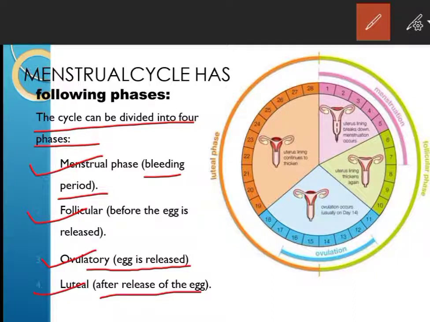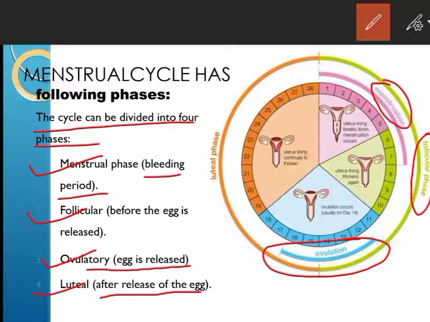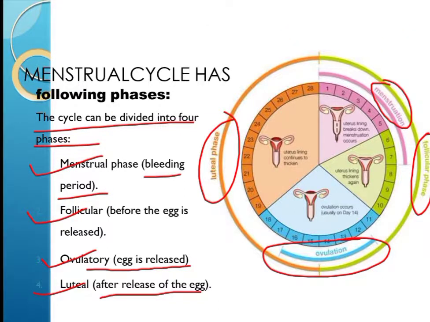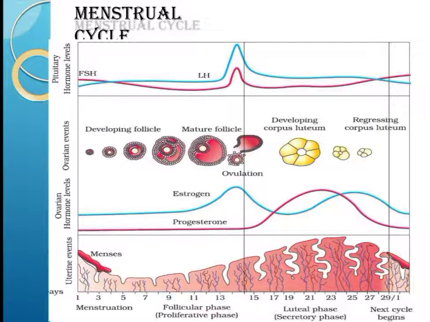Here you can see menstruation, which lasts for 3 to 6 days, then the follicular phase, second phase, then ovulation, which is the release of ovum, and lastly the luteal phase. This is the graph which shows the cyclic events that occur in human females. I'll be explaining it to you along with the different phases.